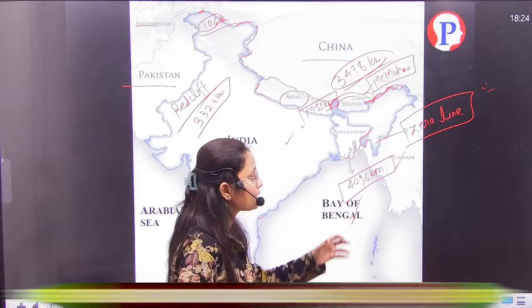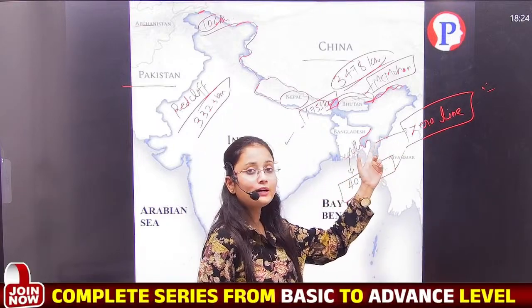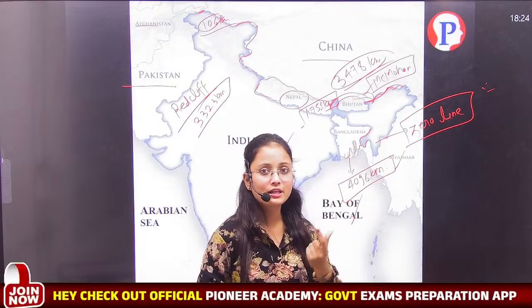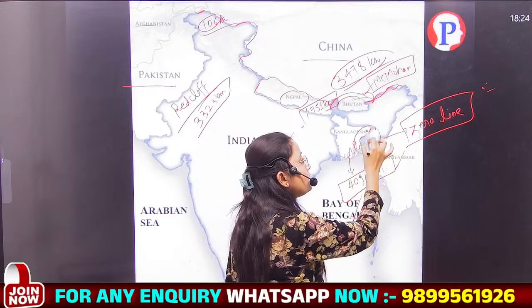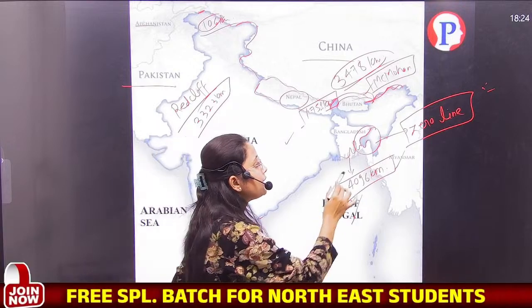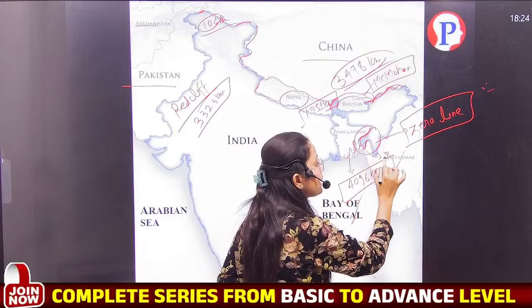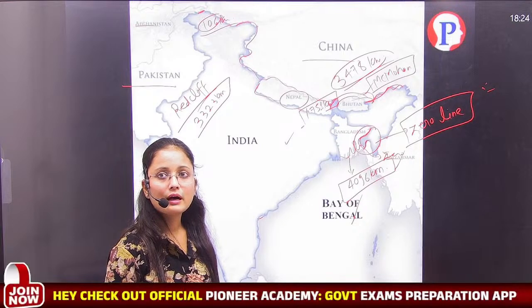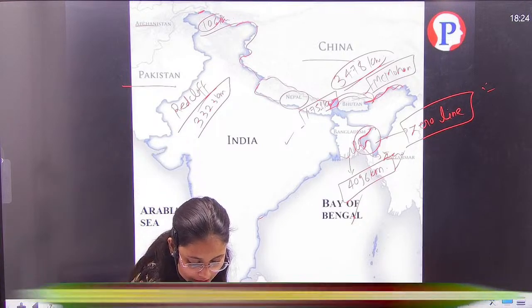Please don't confuse it with the 0 degree line. The 0 degree line is called the equator, but this is not the equator. In Hindi, we can call it Shunya Rekha. This zero line is located only in Tripura, between Tripura and Bangladesh. I hope all these things will be understood by you.